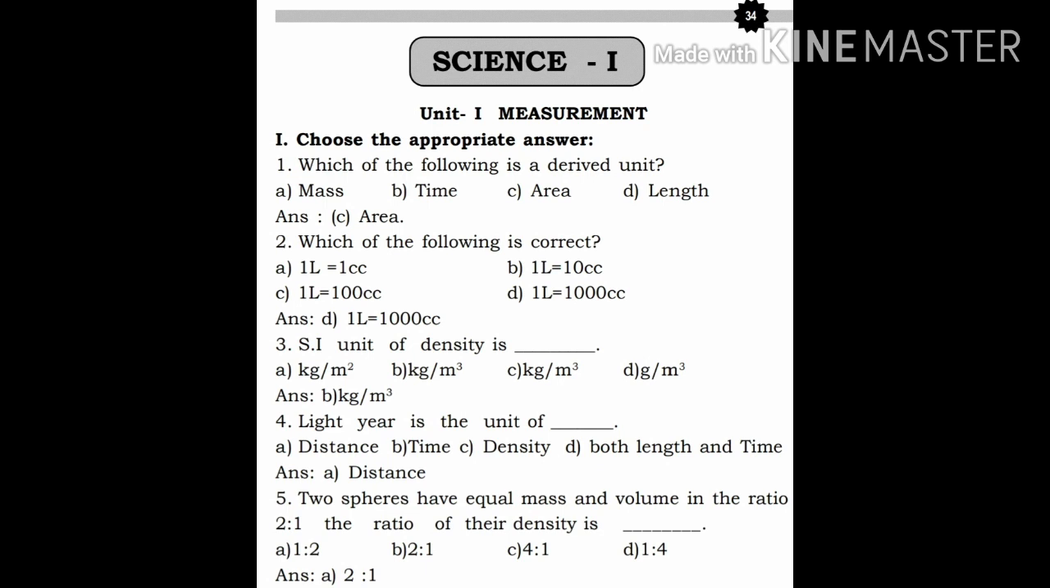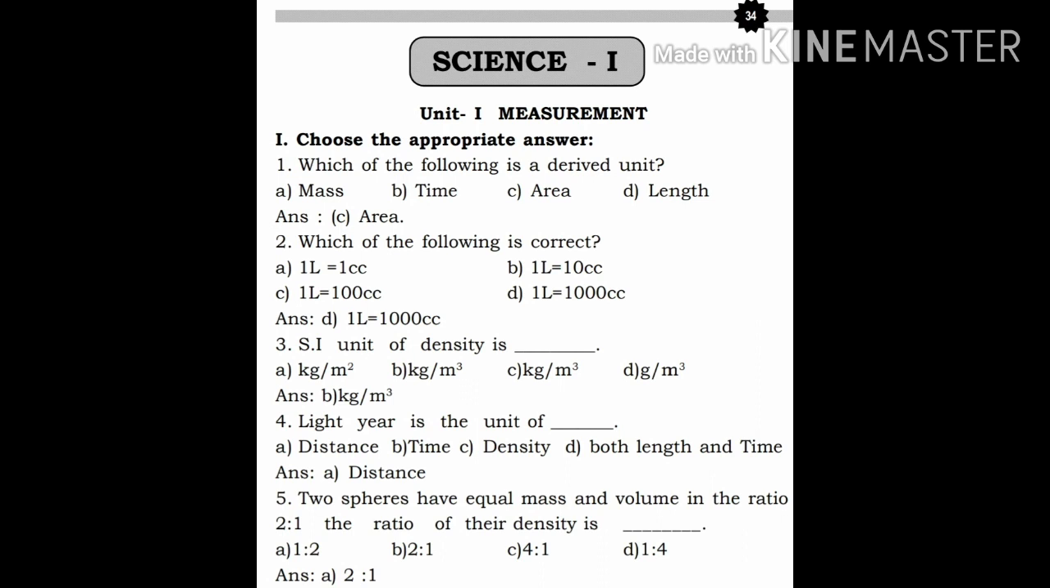Second one, which of the following is correct? 1 liter is equal to 1 cc. Option B, 1 liter is equal to 10 cc. Option C, 1 liter is equal to 100 cc. Option D, 1 liter is equal to 1000 cc. Here cc stands for centimeter cube or cubic centimeter. So what is the correct answer? 1 liter is equal to 1000 cc.